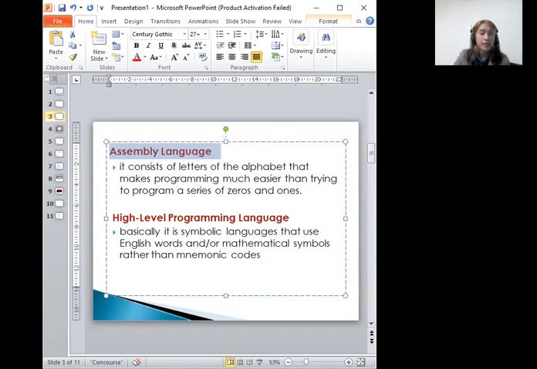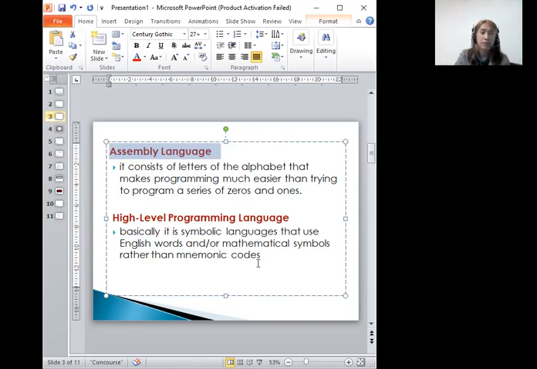Okay, next, we have the high-level programming language. In high-level programming language, basically, it is a symbolic language that uses English words or mathematical symbols rather than mnemonic codes. Also pala, the assembly language, hindi lang siya letters of the alphabets. It also includes mnemonic codes or visual representation that is much easier than zeros and one.